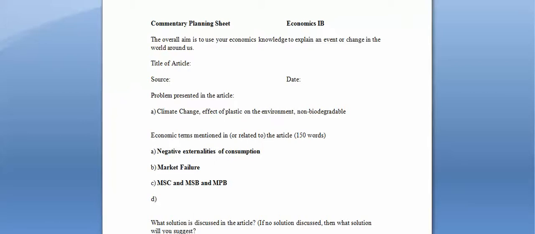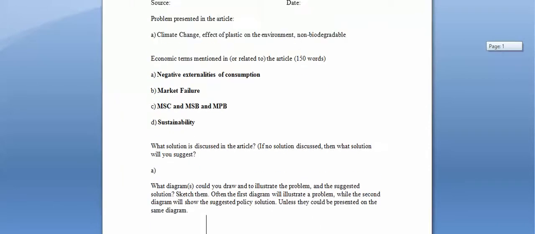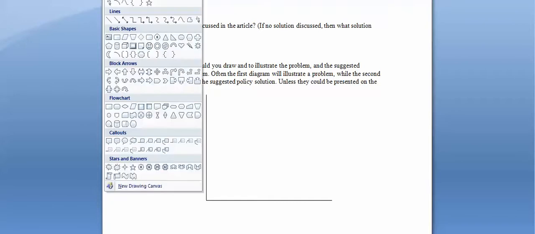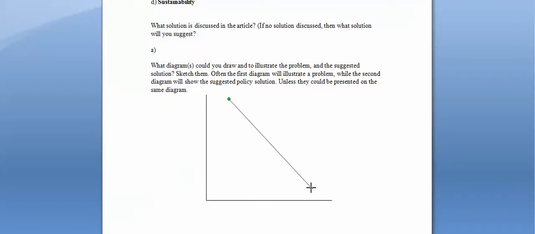So this is related to the idea of sustainability. Now that we know the key terms that we're defining, this is also an indication of what the graph of this problem is. So it's obvious that the graph is of negative externality of consumption. Please refer to my previous video to see what a complete graph should look like.